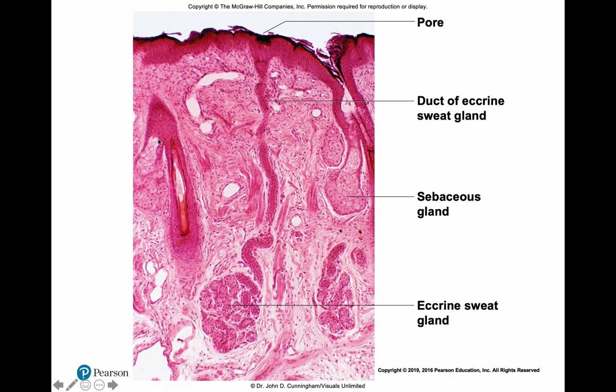Over here, this is a hair follicle. Look, it looks kind of like adipose, right? And it has that grape-like cluster structure appearance to it. These are sebaceous glands, and guess what? They're connected to a hair follicle. So that would be a sebaceous gland. All right.